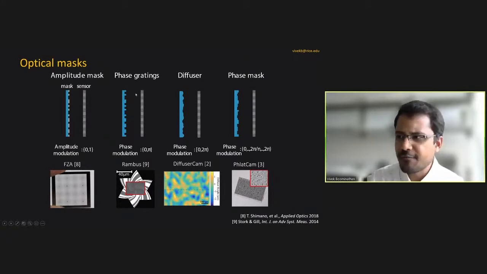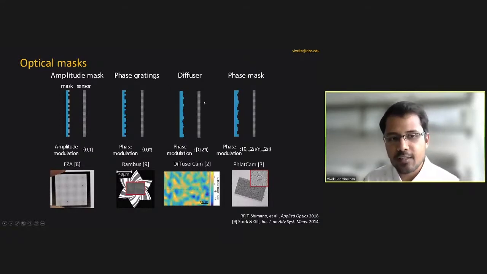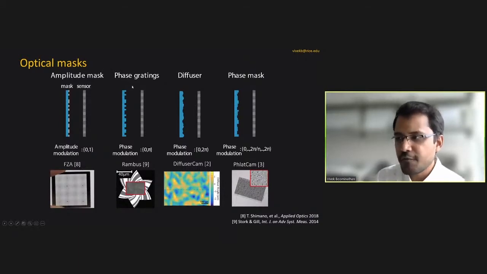Another type of mask is the phase grating. Definitely, going from the amplitude mask onwards, the amplitude mask is going to block light, which means there's going to be less light throughput. The next three types of masks are going to allow all the light to go through, and so have better light efficiency. In the case of phase gratings, the phase delay or the retardation of light is only either 0 or pi. So phase modulation is either 0 or pi.